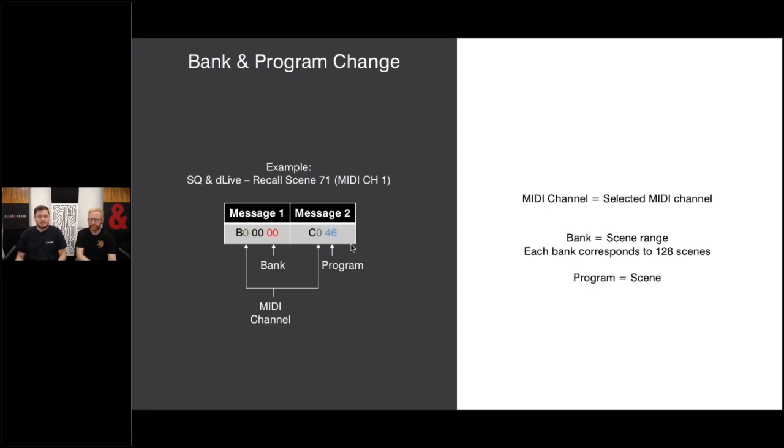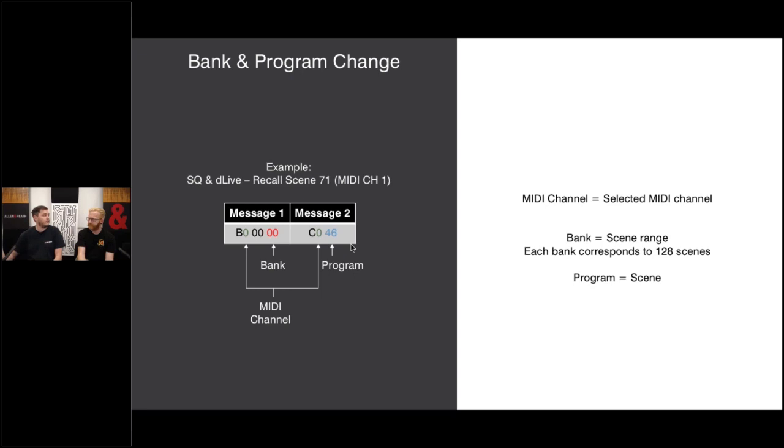So you could have 0 for MIDI channel 1, or you could have F for MIDI channel 16, and that's how you select your MIDI channel within the MIDI string, which will be useful for later on. The next variable within that message is where I've labeled bank.